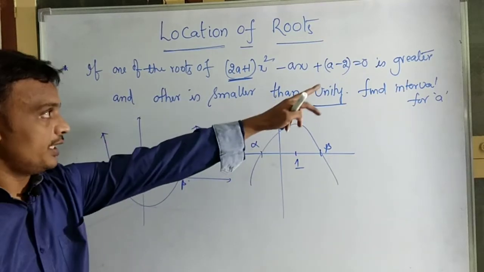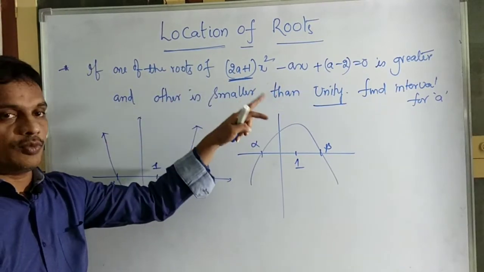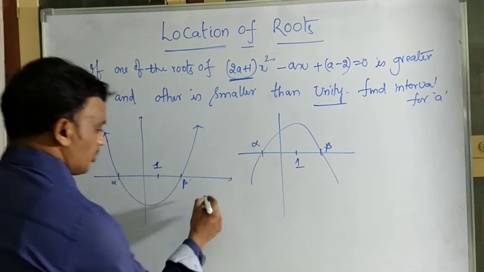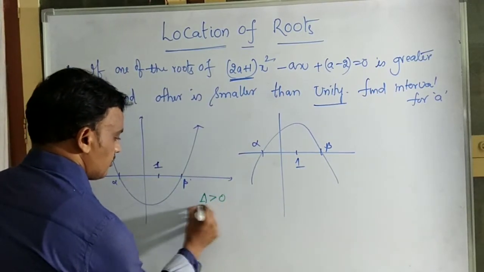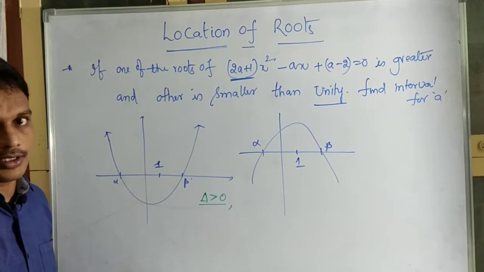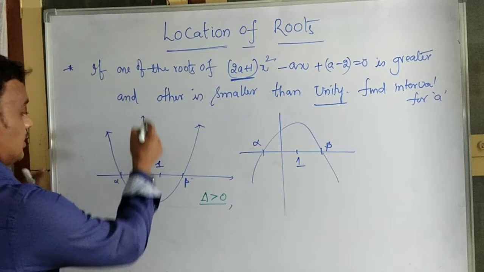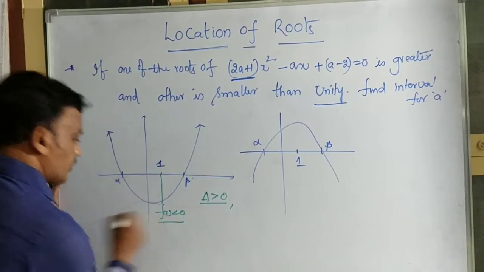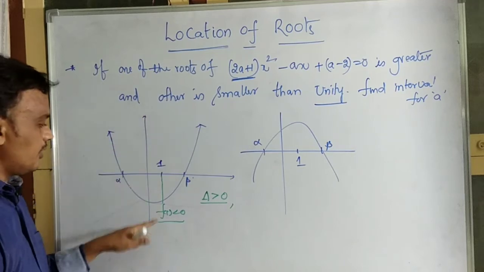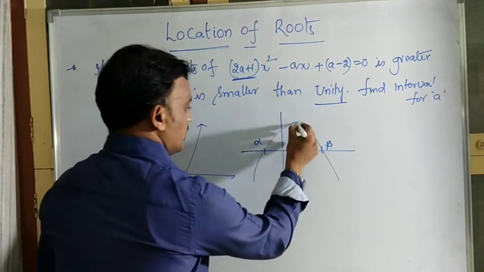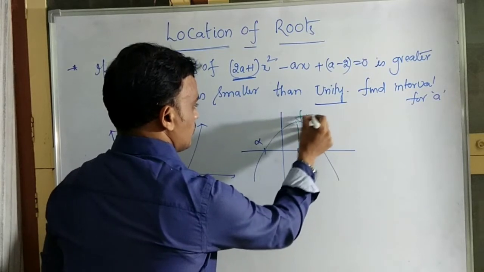Here they clearly mention that of the two roots, one is less than 1 and one is greater than 1. So the first condition I am going to take is delta greater than 0. Am I right or not? And one more condition: if the leading coefficient is positive, f of 1 is negative. If the leading coefficient is negative, f of 1 is positive.